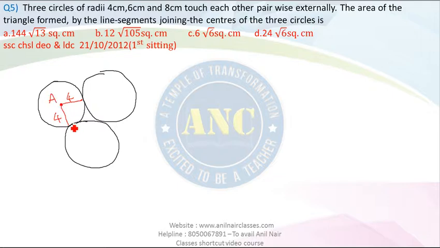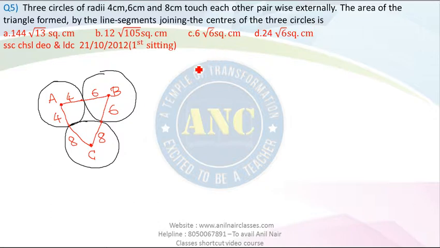Let me call the center as A. Second circle is having radius of 6 centimeter. This is 6 centimeter. This also is 6. Let the center be B. Third radius is 8 centimeter. If the center of the third circle is capital C, this will be the radius 8 centimeter. This also will be the radius 8 centimeter. There is a triangle which is formed. What is the area of the triangle?